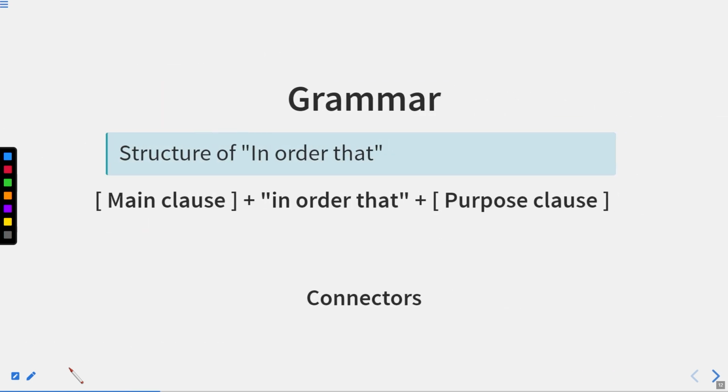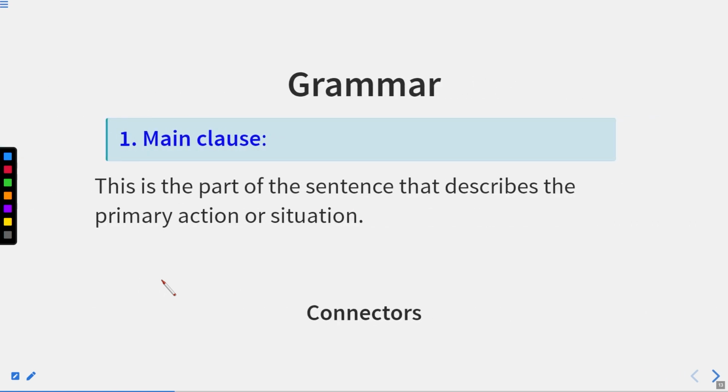Now this one is very, very important. First of all, we'll have the main clause. After that, we'll have in order that. And after that, we'll have the purpose clause. That is it. But the main thing is the main clause. This is the part of the sentence that describes the primary action or situation.